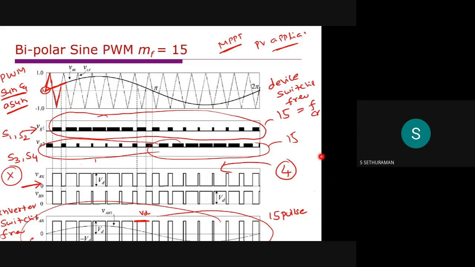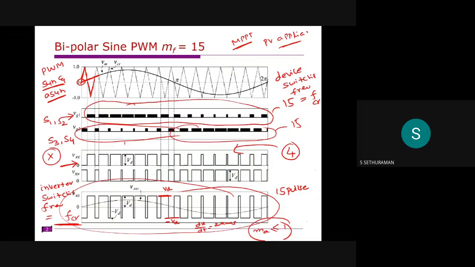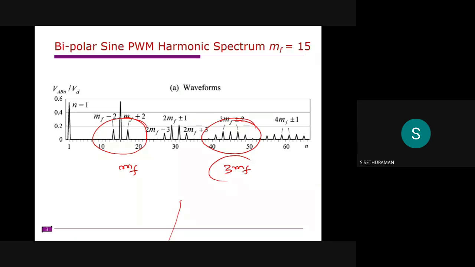So normally bipolar sine PWM is not the preferred method, right? Generally unipolar is preferred because of increased harmonic performance and reduced dV by dt. Only in general PV applications there is a special case that we will discuss in later classes. Okay, this is about unipolar and bipolar.